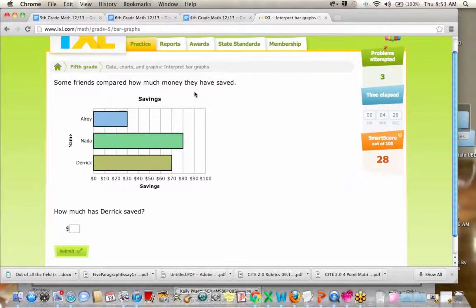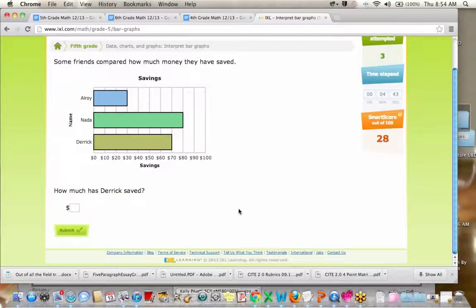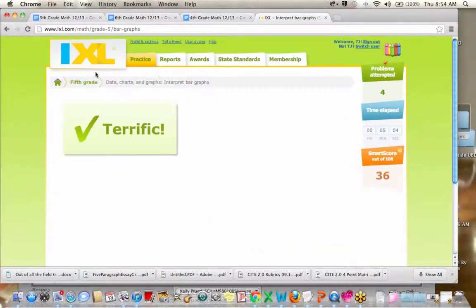Some friends compared how much money they have saved. So we have Alroy, Nada, and Derek. I don't know where they come up with these names, but whatever. Here's how much they have saved. Looks like Derek has saved, oh wow, that's the question. So how much money has Derek saved? Sierra? $70. That's right. If you look at Derek, he's right here. And if you just trace it straight down, he has saved $70. Okay, so that one was easy.